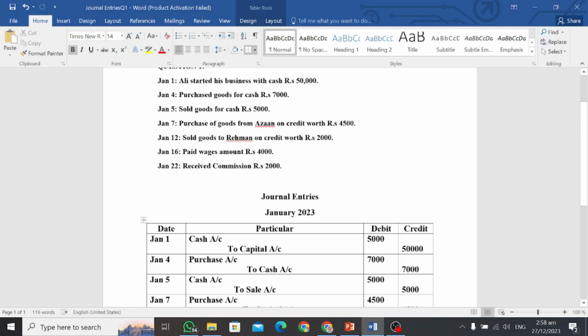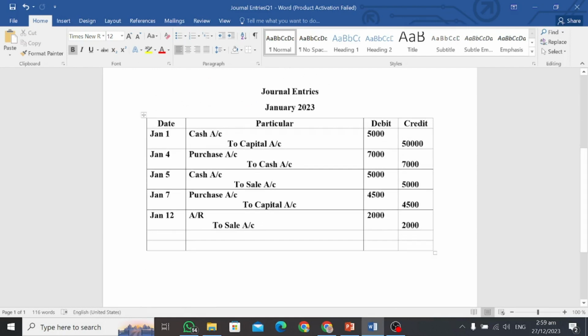That is January 16. Paid wages amount rupees 4,000. Now wages is an expense and an expense is always debited. So we will have wages expense account, and as we are giving wages, our cash is decreasing, so it will be credited.